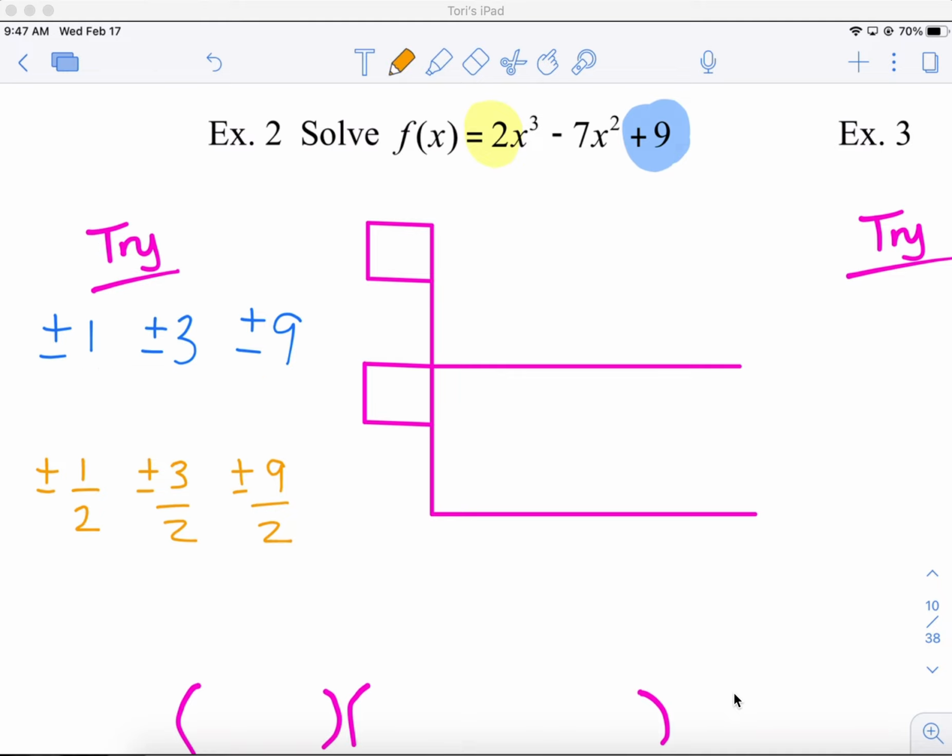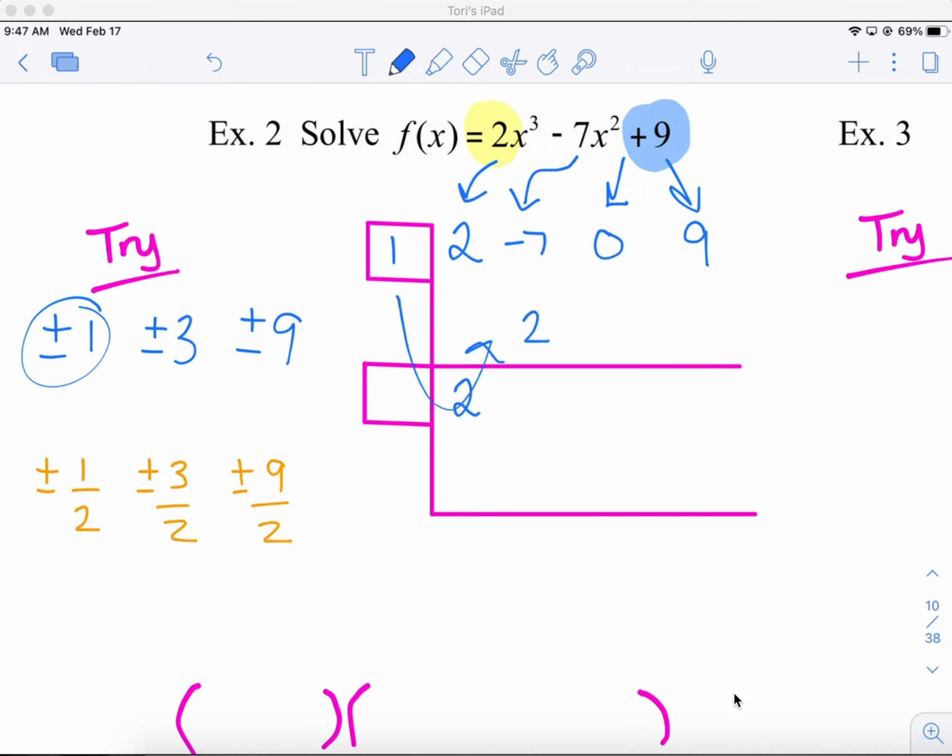I always, always, always start with the whole numbers first as I'm checking. So I'm writing down my coefficients. We've got a 2. We've got a -7. There's no x, so that's going to be a 0. And then the 9's on the end. I'm going to start with the 1's. Let's try a positive 1. Bring down the 2. Multiply. Add them together. Multiply. Add them together. Multiply. Nope. There's no way that's going to make a 9, so we start again.